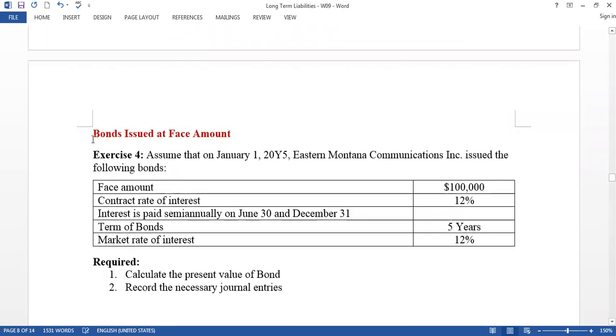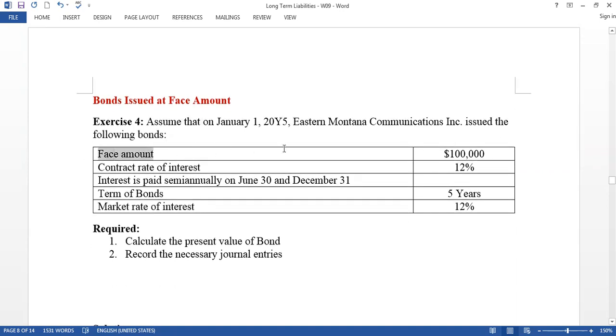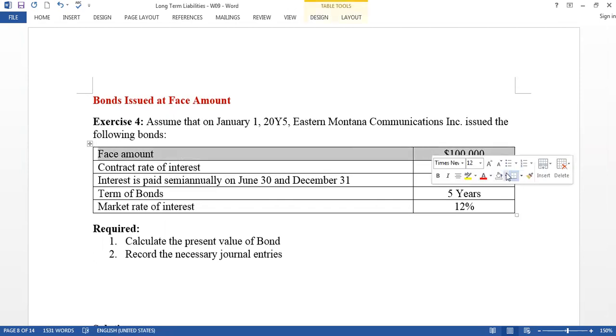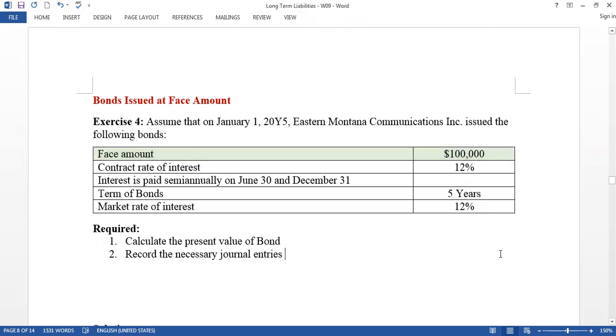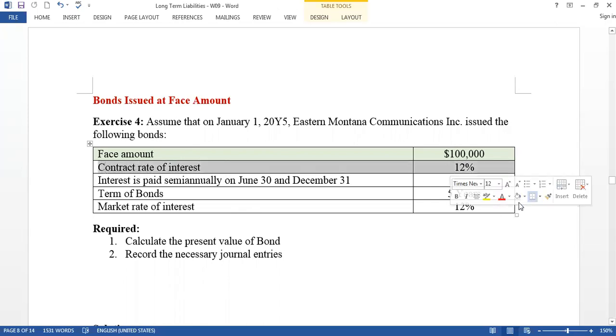Now let's see more examples. Look at this question. Assume that on January 1st, 2005, this company issued the following bonds. For example, think that this is your company, and today is January 1st of any year, and you are going to issue this bond. You know this information. The face amount of the bond is $100,000. That means this is already mentioned in the bond certificate. And this is your interest rate, that means your company's interest rate.